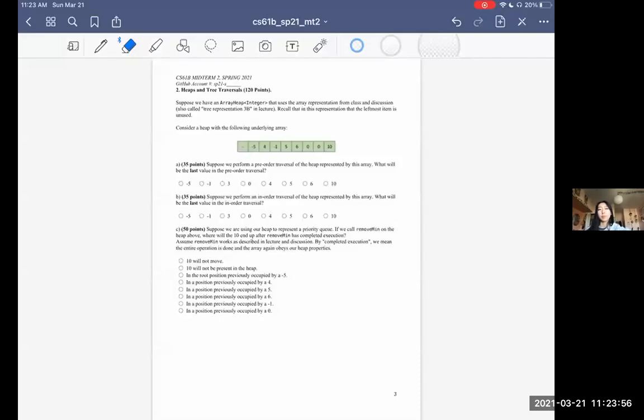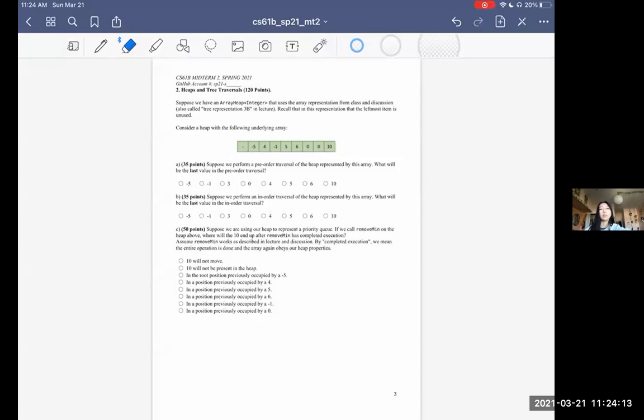Welcome to the walkthrough for problem 2 of Spring 2021 Midterm 2. We're going to go over this heaps and tree traversals problem. Suppose we have an array heap that holds integers, and it uses the array representation from class and discussion, also known as tree representation 3P in lecture.